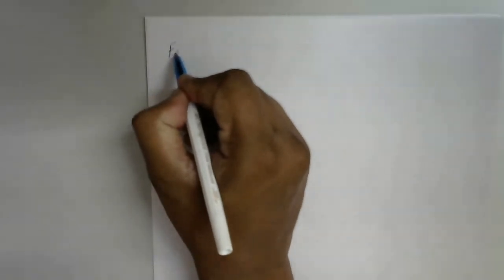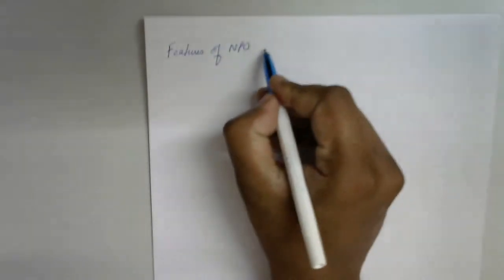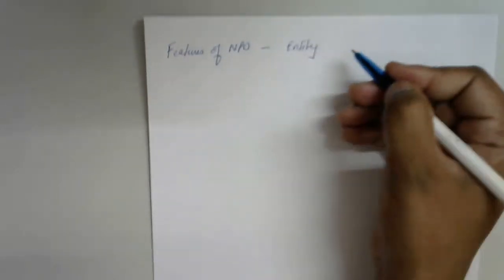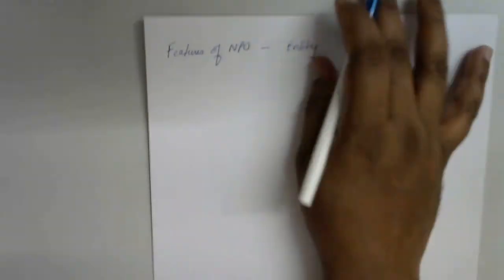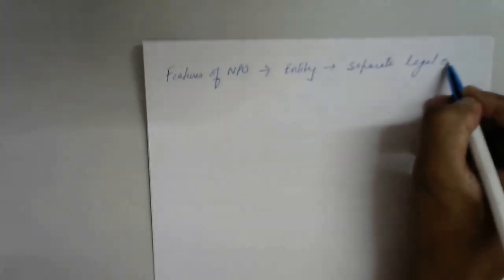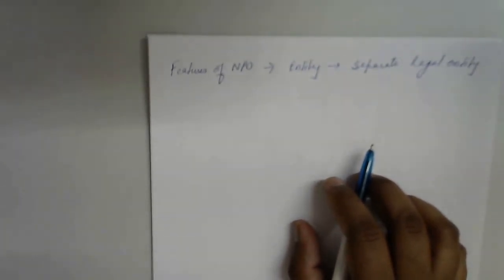Features of NPO. I'll be discussing every point. What are the features of NPO? First of all, NPO is an entity. Now, what do you mean by entity? Entity means it has a separate legal entity. They are different from their members, right? They can be promoted by individuals or enterprises.